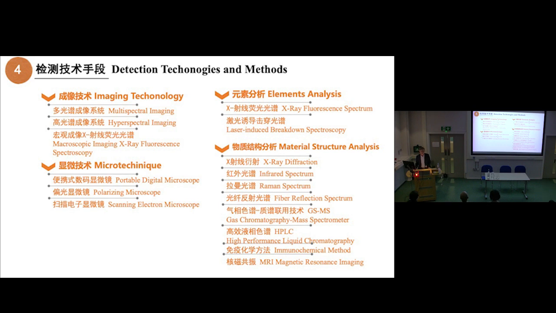As you know, analysis technique helps us to find more information about ancient making or painting technique. So through the international cooperation project, and learning so many expert knowledge, we developed a systematic analysis technique. They include the imaging technique, multispectral image, hyperspectral image, and macroscope image, X-ray, fluorescence, spectral, and micro technique. We have a portable digital microscope, polarized microscope, and a scanning electron microscope.